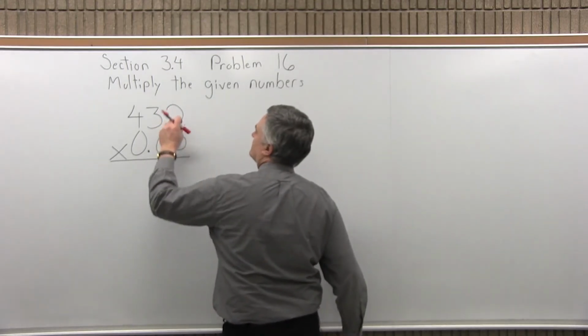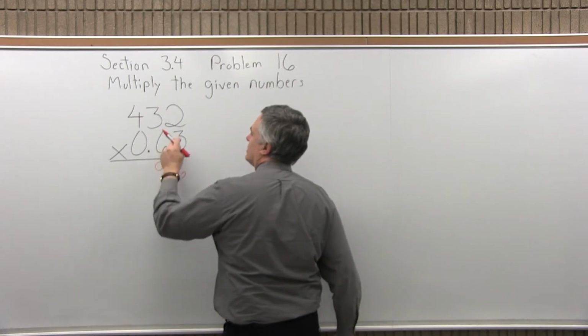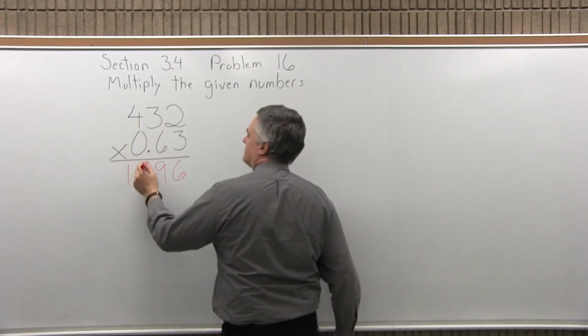So 3 times 2 is 6. 3 times 3 is 9. 3 times 4 is 12.